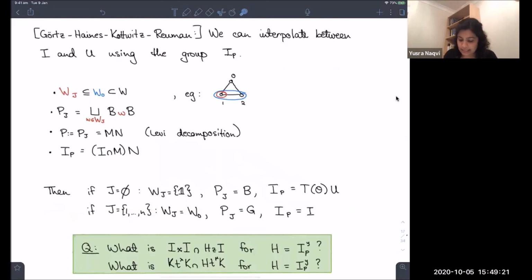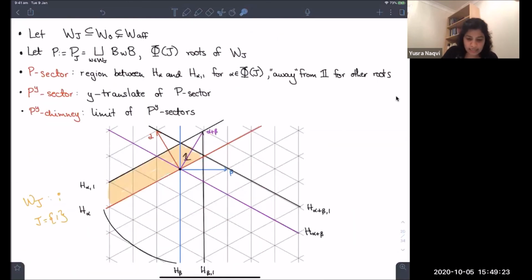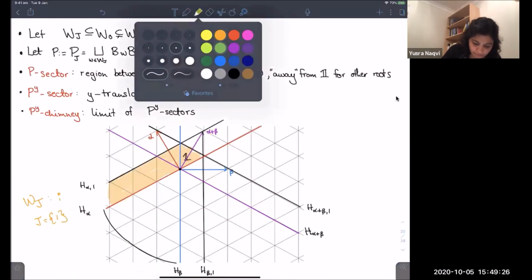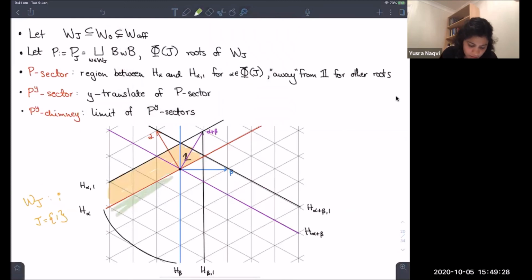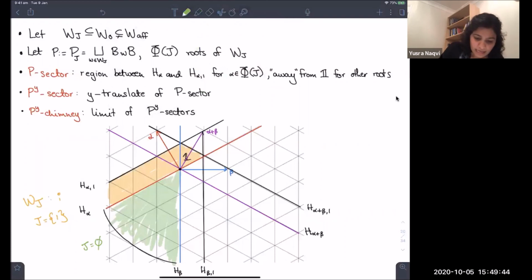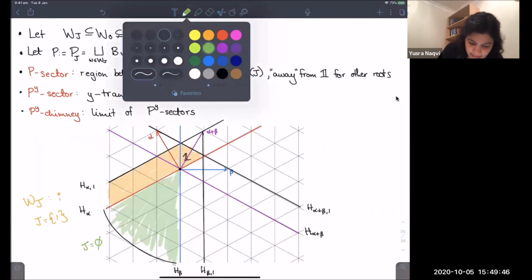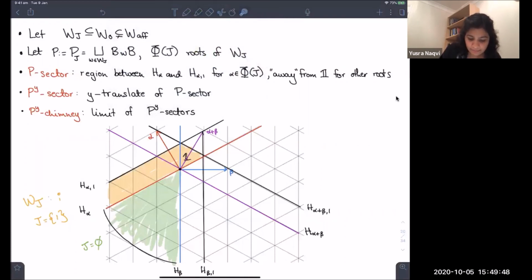living inside W0, then I would end up with this whole situation over here. Oh, sorry, the J is empty case over here. And the J is everything case would just give me an alcove over here between the 1 and -1 things.